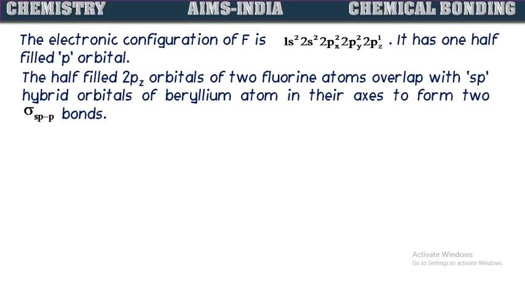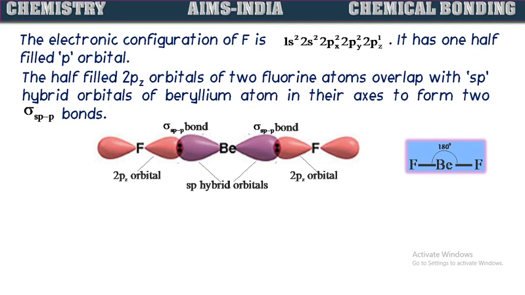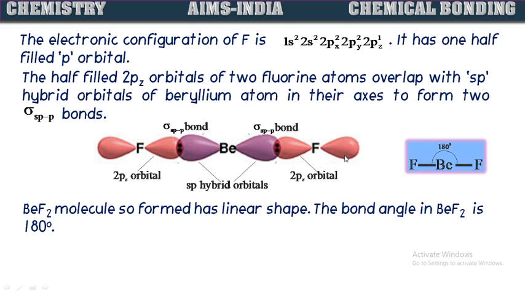The half-filled 2pz orbitals of two fluorine atoms overlap with the sp hybridized orbitals of the beryllium atom along their axis to form two sp-p sigma bonds. In this way, beryllium already has sp hybridization with two hybridized orbitals, each with a single electron. The 2pz orbitals of fluorine overlap with these sp hybridized orbitals to form sigma bonds. In that way, beryllium fluoride has two sp-p sigma bonds. The beryllium fluoride molecule so formed has a linear shape. The bond angle in this molecule is 180 degrees.